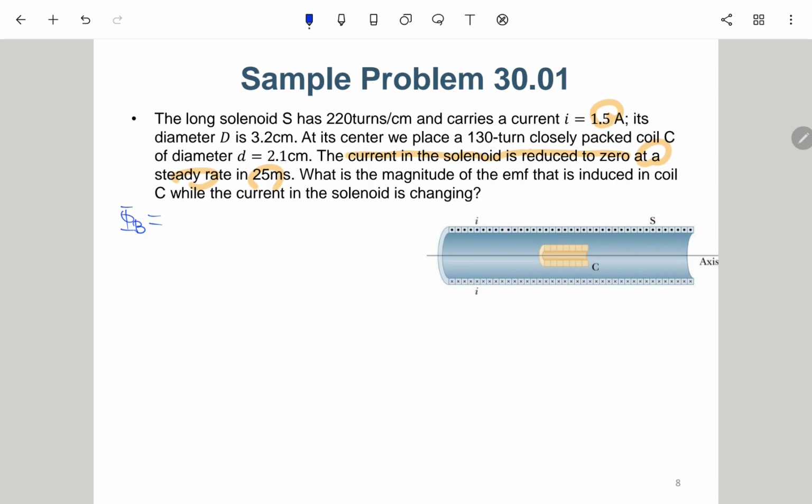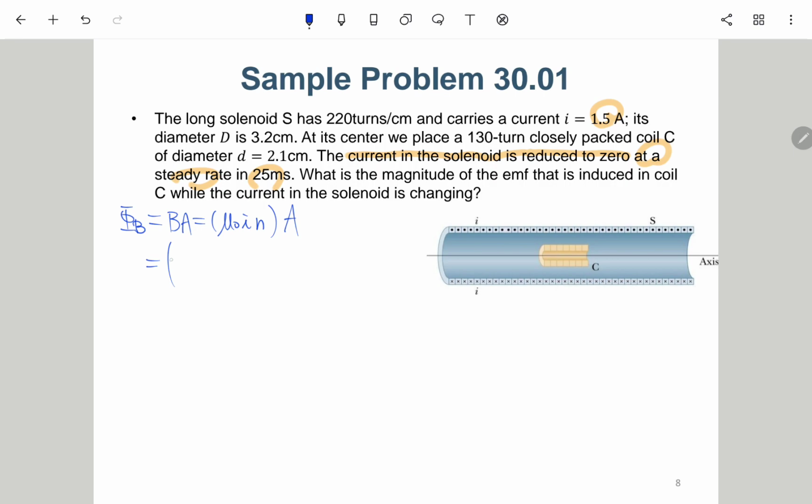OK, so first of all we try to calculate phi B, because we can use Faraday's law to find the EMF generated in this coil C. But before that, we need to find the magnetic flux, and then we can find the derivative of it so that we can know the EMF using Faraday's law. Okay, so phi B is actually B times A, which is mu 0 I n, and this is an expression from the last chapter. So mu 0 I n and then times capital A, the cross-section area.